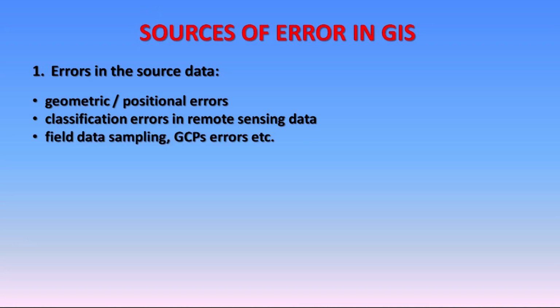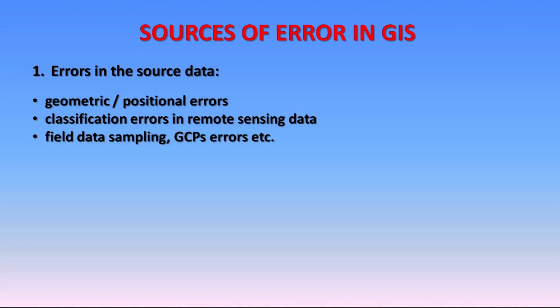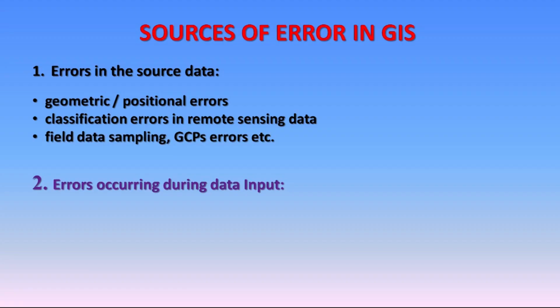The field data sampling or ground control points we have discussed in the georeferencing part. If georeferencing is wrong, that means a positional accuracy issue, and therefore these are inherent errors. Maybe while the data is collected in the field, the coordinates might not have been recorded properly, or the measurements. Suppose somebody is measuring water level in a dug well. If measurements have not been done properly, then that error will remain in the data forever. So these are the errors one has to take care of.